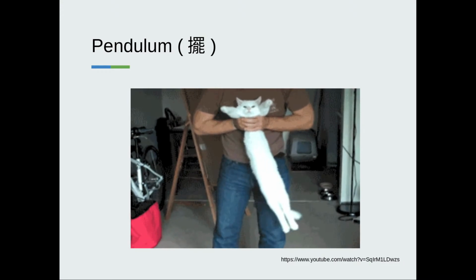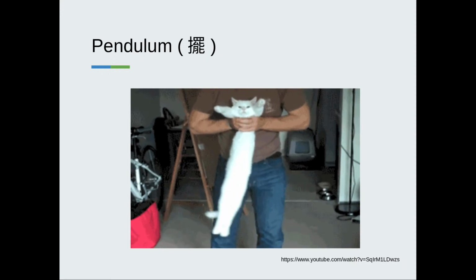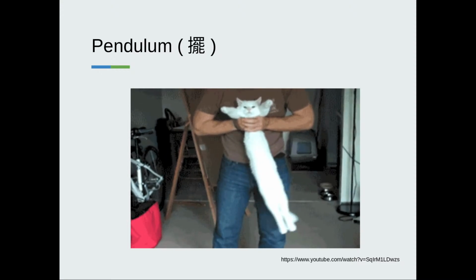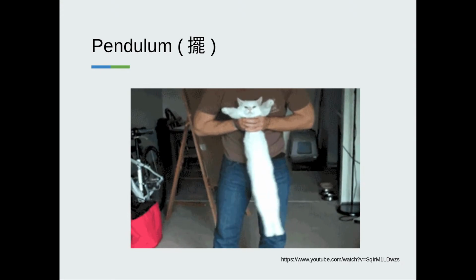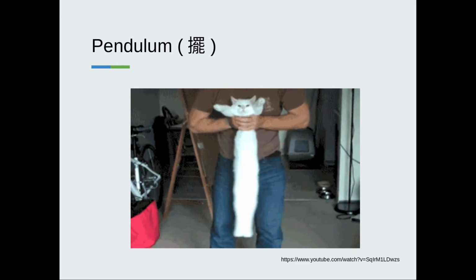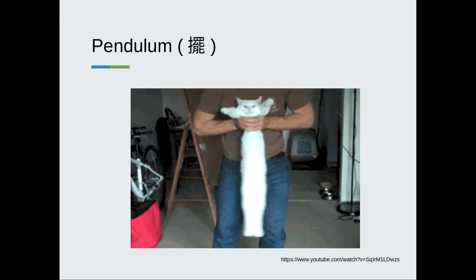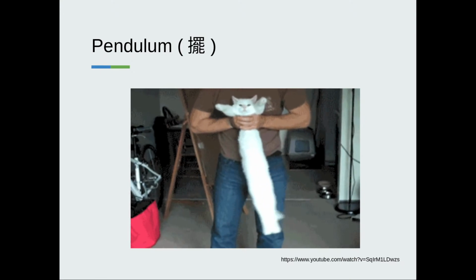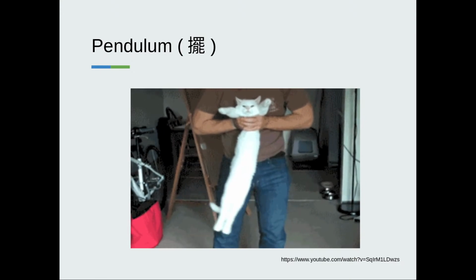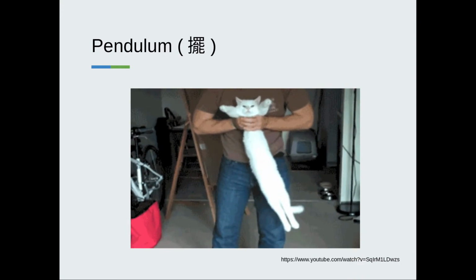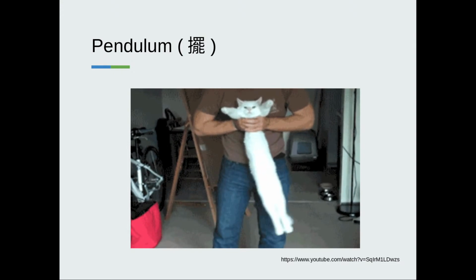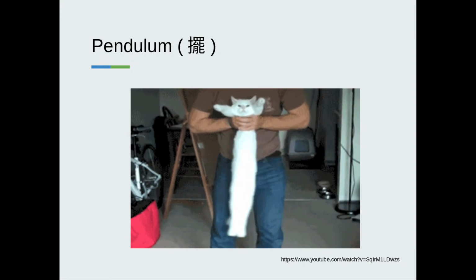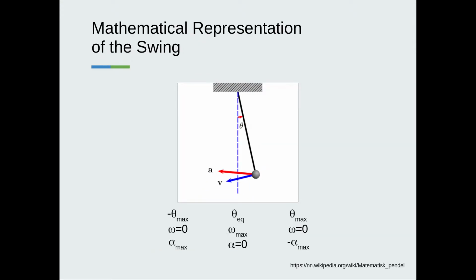Pendulum. So we just finished the oscillations in terms of positions, and now we go on with the oscillation in terms of angles, and it has another name. This is called a pendulum. So, okay, this is how a pendulum goes.